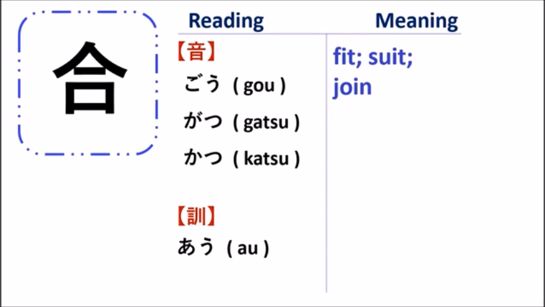Onyomi is from the original Chinese letter, and kunyomi is the original Japanese sound. So you have to remember both of the sounds for onyomi and kunyomi. So next, let's see some examples of how to use this kanji.